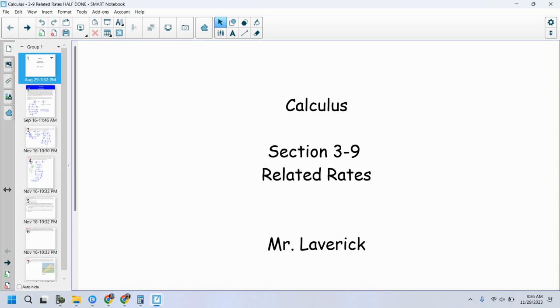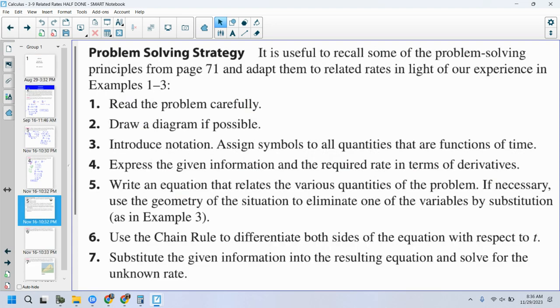So let's get to what is this slide, Sam? I'm pausing because I don't... Oh, they give these problem solving strategies. Yeah, like you wouldn't read the problem carefully. Draw a diagram if possible, right? Introduce notation. Yeah. I don't know. This is the route that they say you should take. These are the steps that you should take.